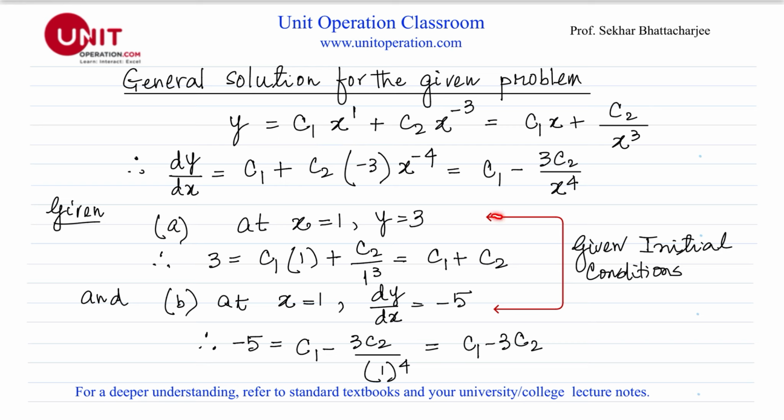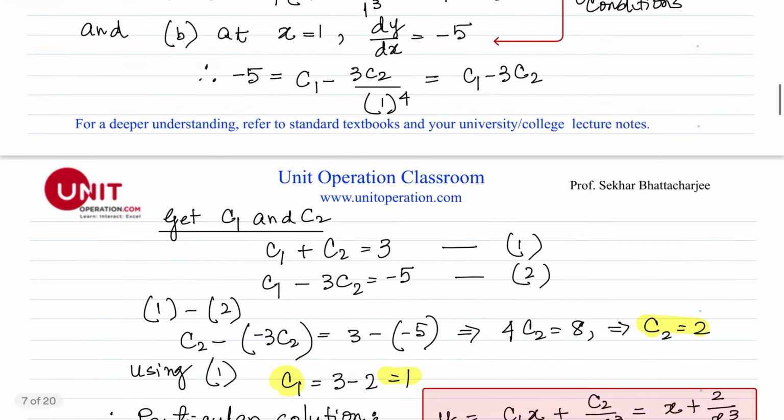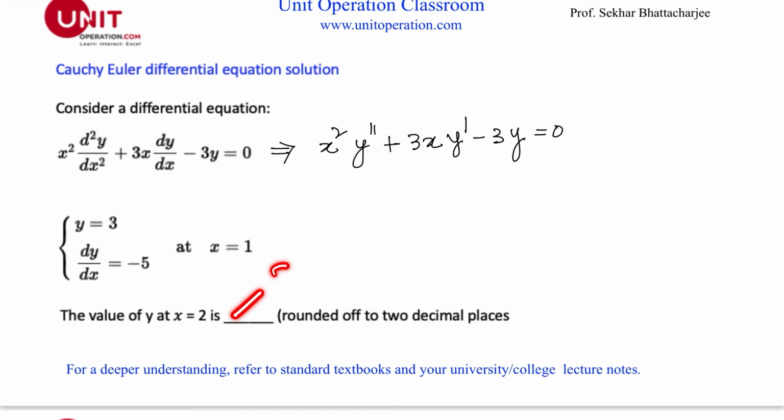We use the two conditions given at x equal to 1: y is equal to 3, and the derivative is given. We use these two conditions to get the values of C1 and C2. These are all given on this website. We get C1 equal to 1 and C2 equal to 2. This is my general solution, and this is my particular solution once we know the values of C1 and C2. Now it is very easy: at x equal to 2, this will be the value. So the answer to this problem is 2.25.